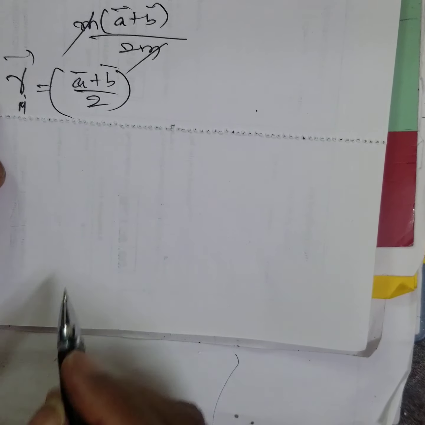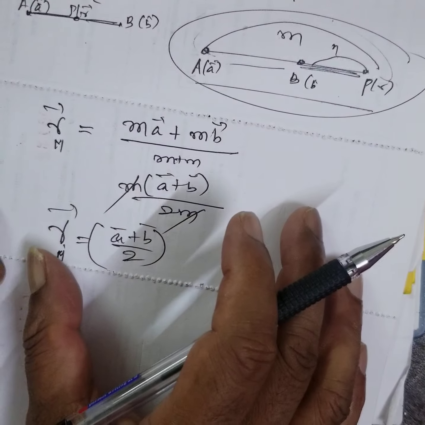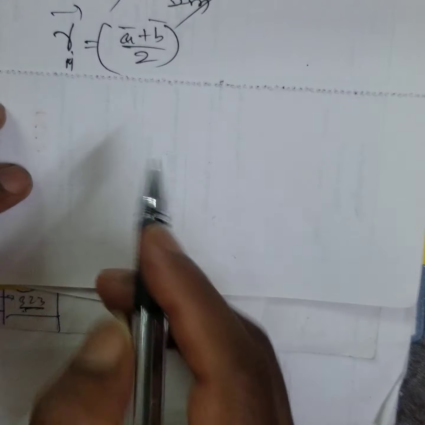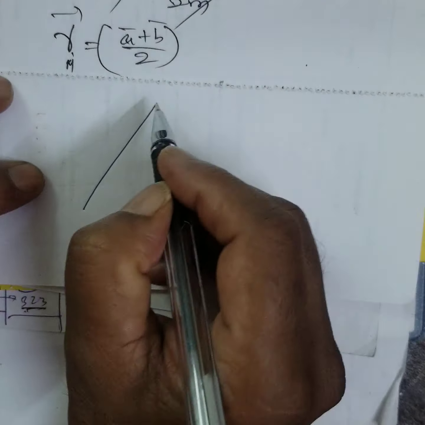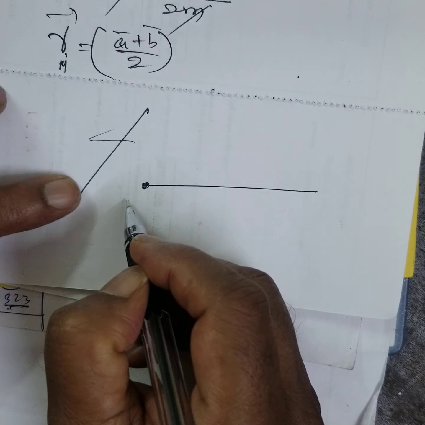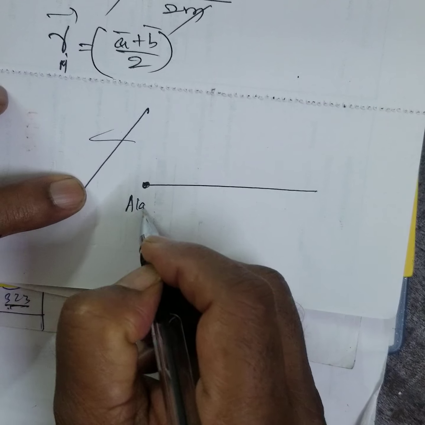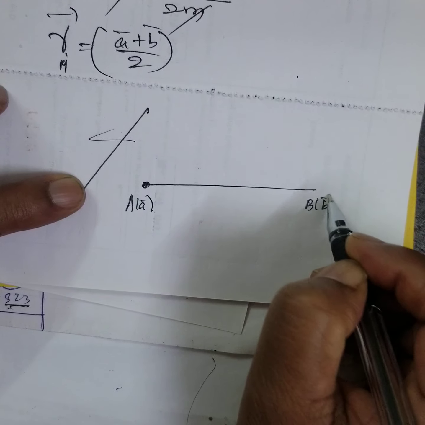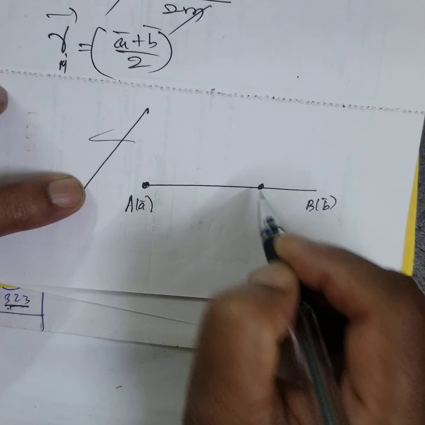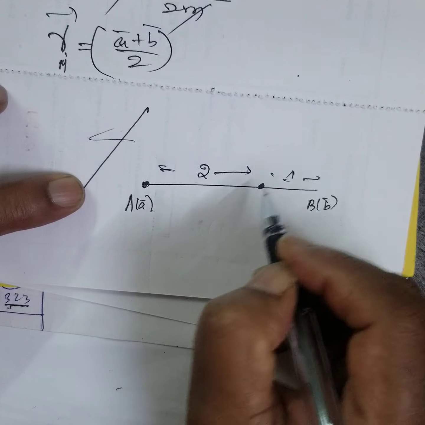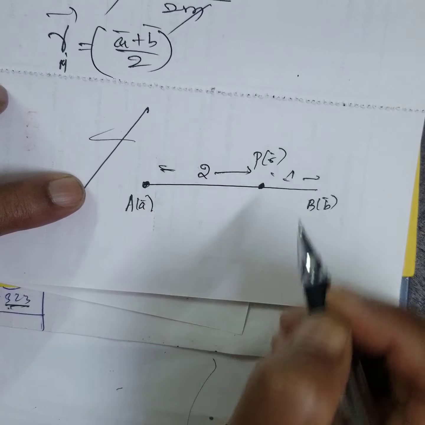What is the application is important. See, these simple problems I will do in the subsequent classes. Suppose you take a triangle. I will give one simple example. Suppose this is A, this is B. Now this ratio is 2:1. This is the point R.